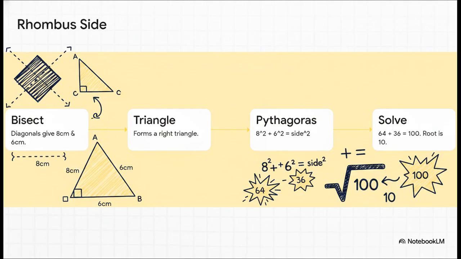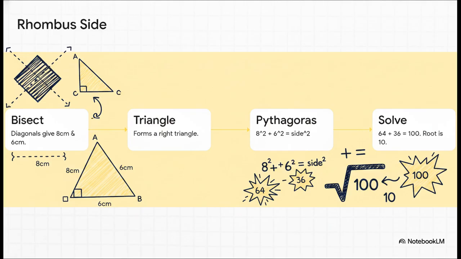Let's break down the math on this one. We know the diagonals cut each other exactly in half. So our 16-centimeter diagonal gives us a half length of 8 centimeters, and the 12-centimeter diagonal gives us a half length of 6 centimeters. These two halves naturally form the base and height of a perfect right-angled triangle tucked right inside the rhombus. Applying Pythagoras, 8 squared plus 6 squared will equal the square of our outer side.